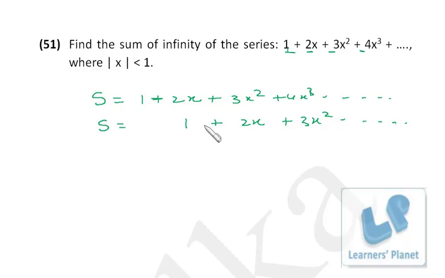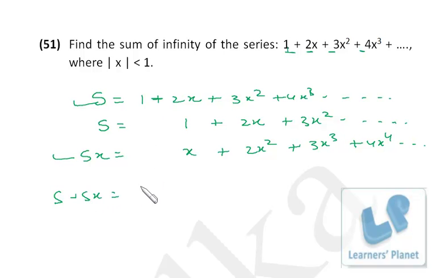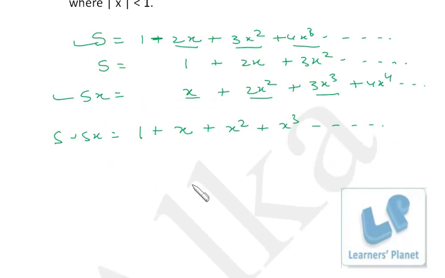Now what I do, I multiply this entire series by x, both the sides. So Sx is equal to x plus 2x square plus 3x cube plus 4x to the power 4 and so on. Now you see this and this. What I do, I deduct this from this, right? So S minus Sx: 1 will be as it is, plus 2x minus x, 3x square minus 2x square, x square, 4x cube minus 3x cube, x cube, and so on. Now you see, we have got an absolute geometric progression over here. Now that has become very simple for us.